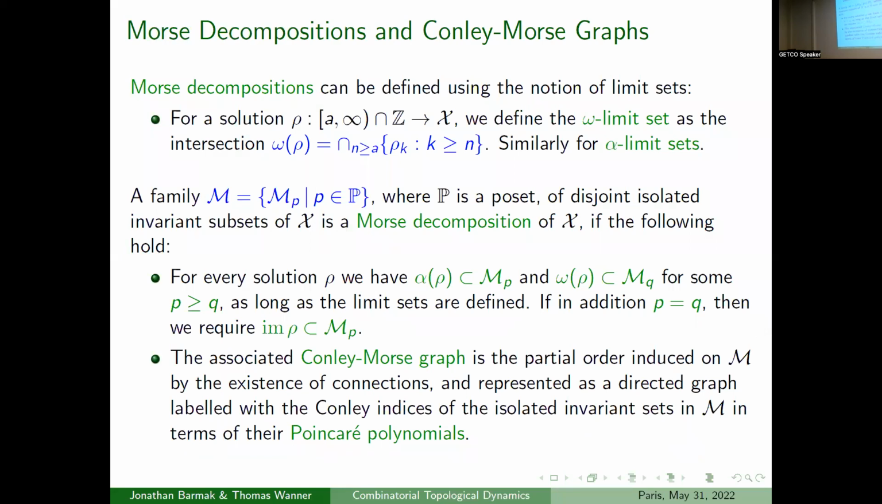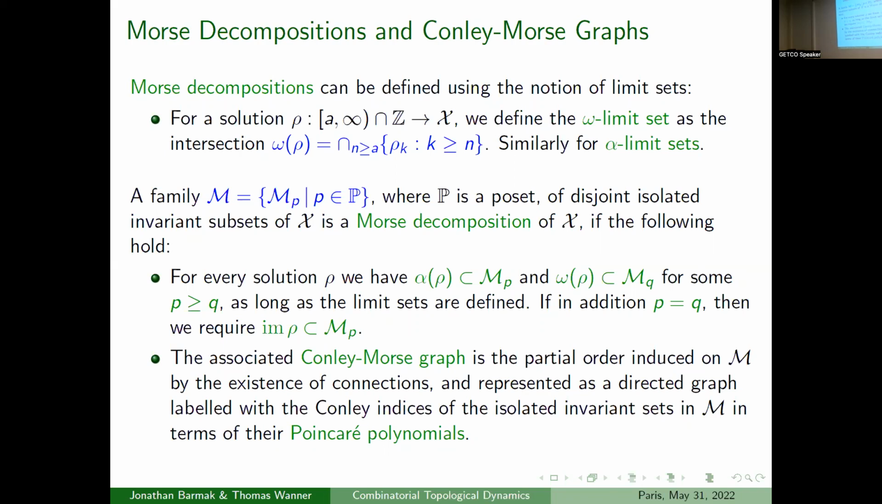If you're given a solution of this combinatorial vector field, we can talk about omega limit sets and alpha limit sets. Where does this solution go in forward time? Where does it come from in backward time? So if I take these tails, where I'm just starting my index at n, and take the intersections, that's going to be the omega limit set. For example, if we're converging to a periodic orbit, that would be the whole periodic orbit. If we're going towards a critical cell, that would just be the critical cell. In the same way, you can define alpha limit sets. Then here's the definition of a Morse decomposition.